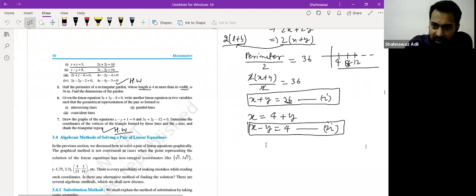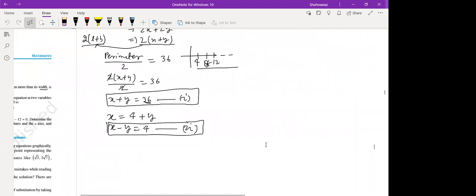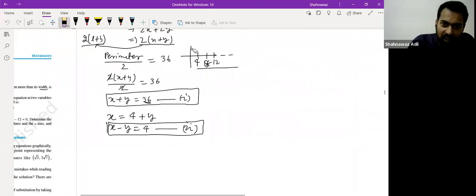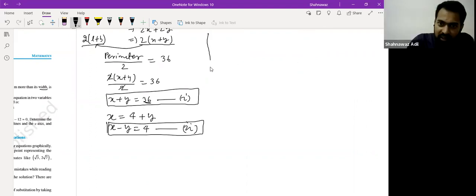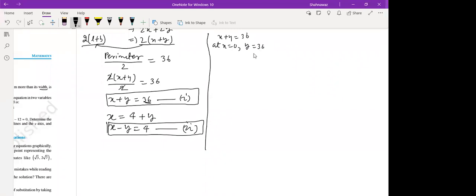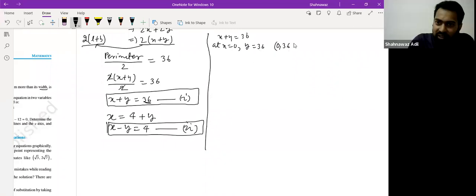So let's just do this part and get it over with, because the algebraic solution is the more interesting one. This is boring. Okay. So let's just find the solution. x plus y is 36. At x equals 0, y is 36. So we have (0, 36). And at y equals 0, x is 36 again. So in the x direction we have to make 36 partitions, and in the y direction again, 36.